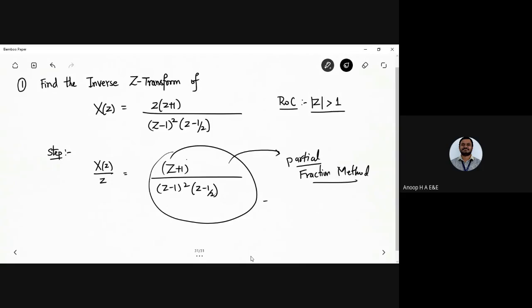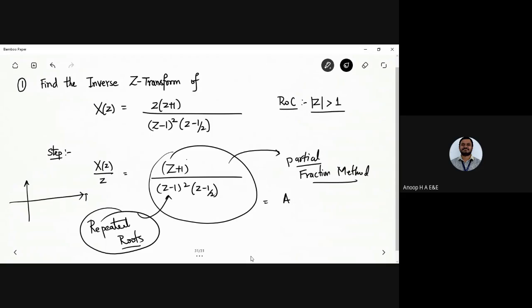So this problem is entirely based on repeated roots acting at the poles. For example, if I want to plot it over the Z plane, I have the real part and the imaginary part, and I'll be having one root at 1 by 2 and the other root at 1, and one more root at this point. So Z equals 1, Z equals 1 by 2, and I'll be having one more root here. This is where the entire picture lies.